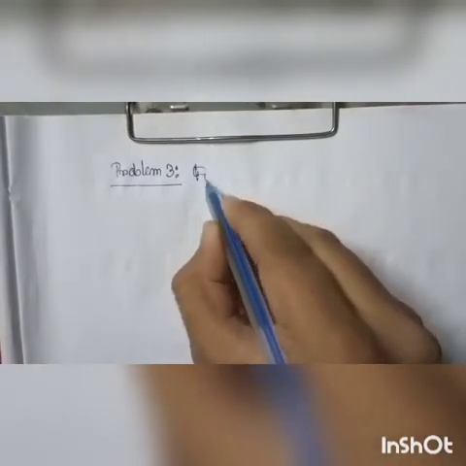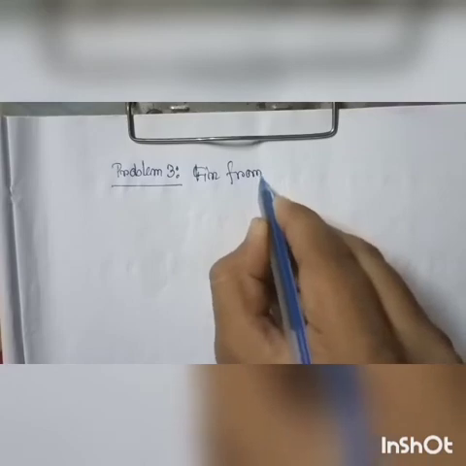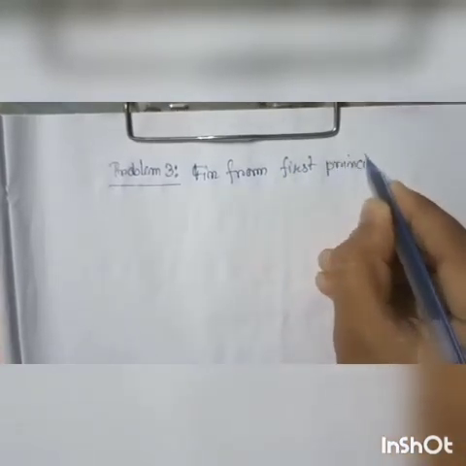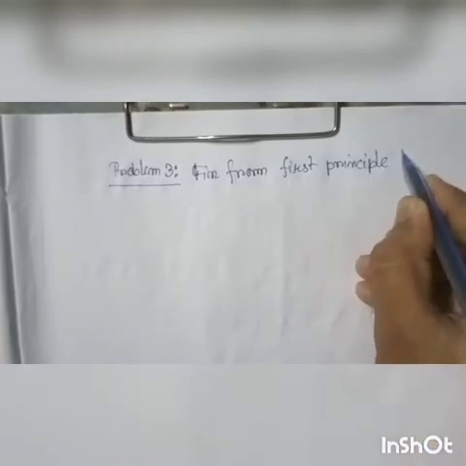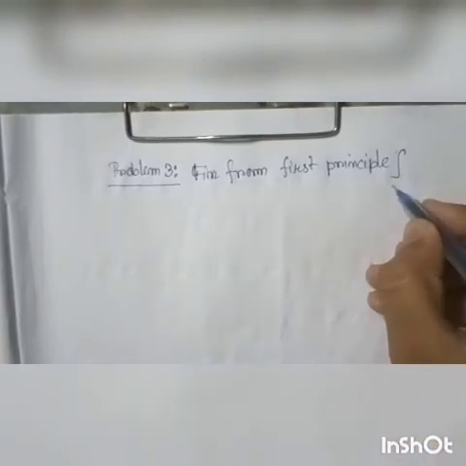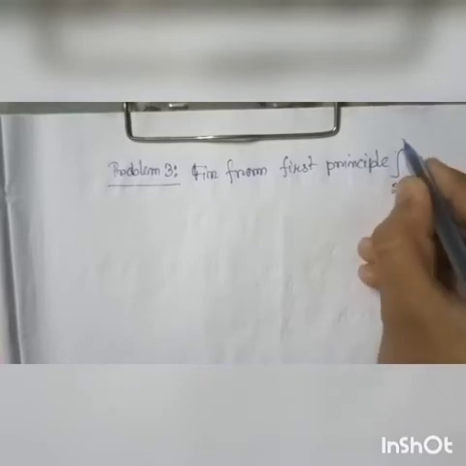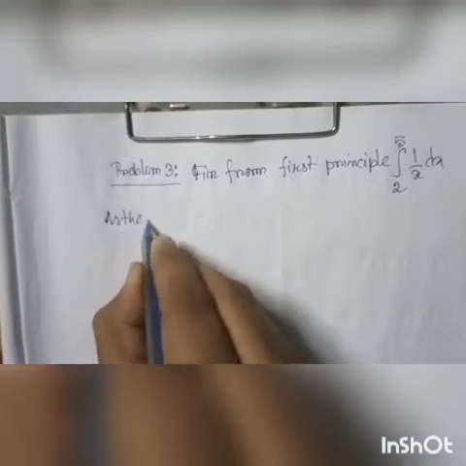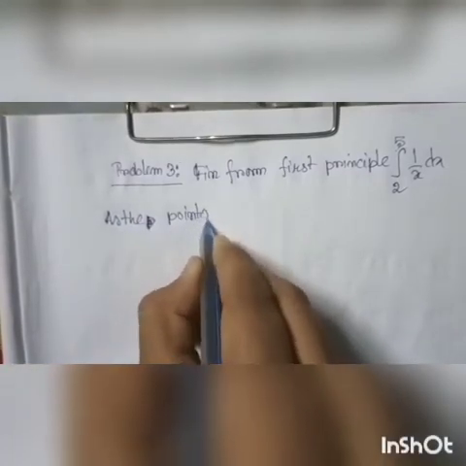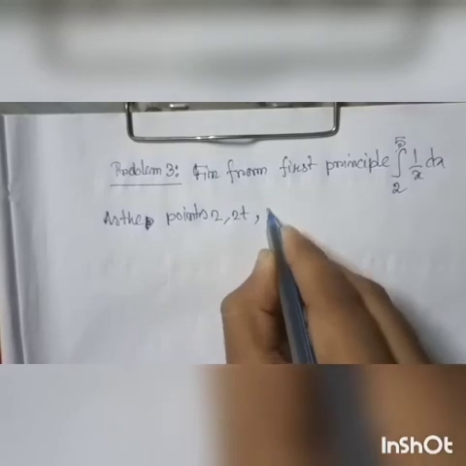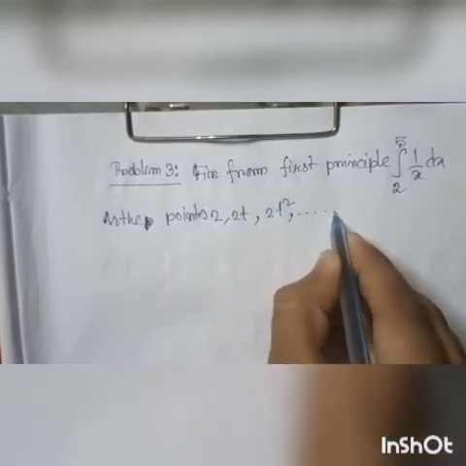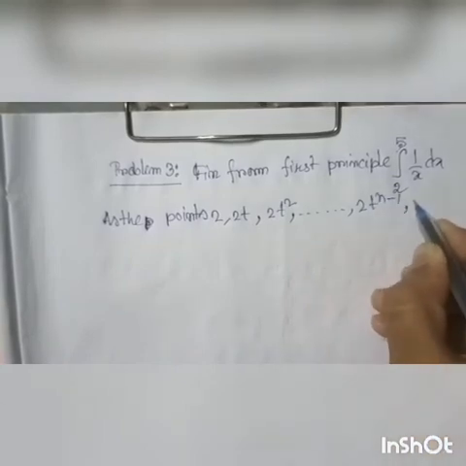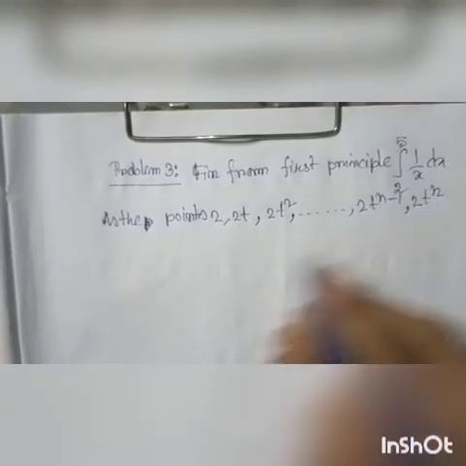We have to find, from first principle, integration 2 to 5 of 1 by x dx, as the points 2, 2t, 2t square, and such 2t to the power n minus 1, 2t to the power n.